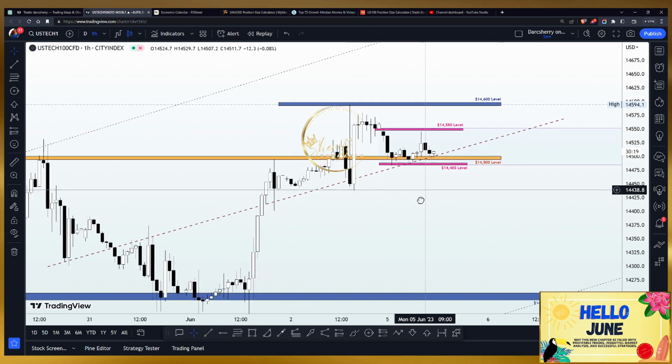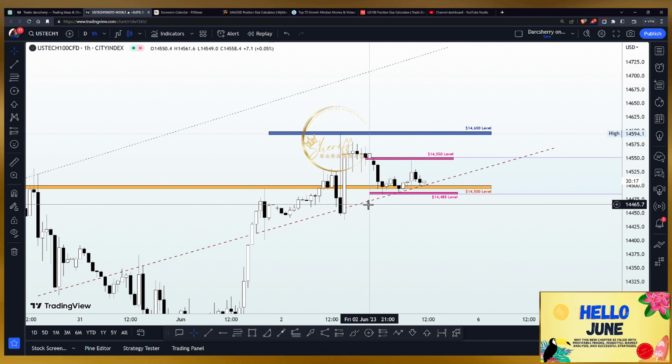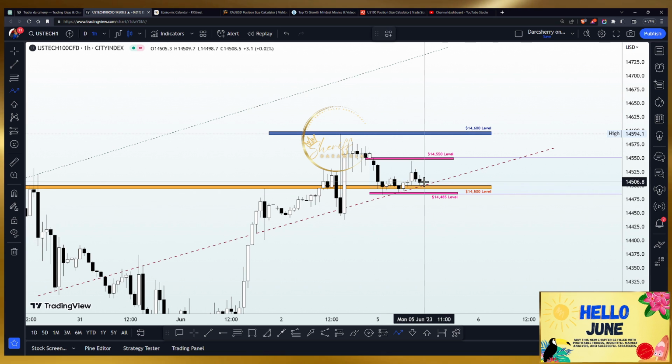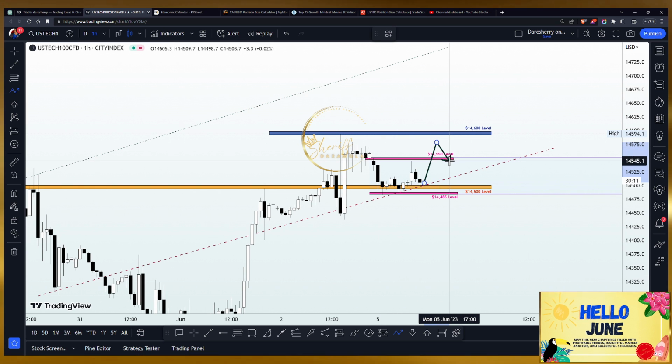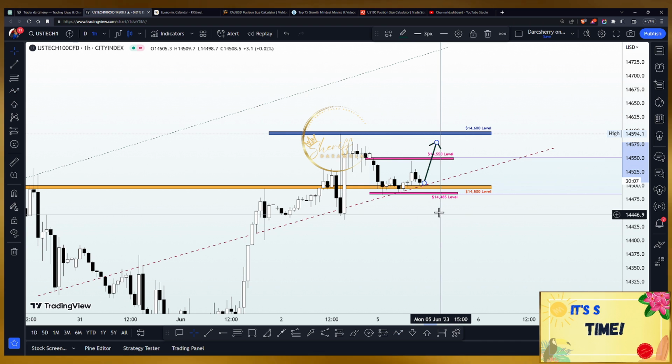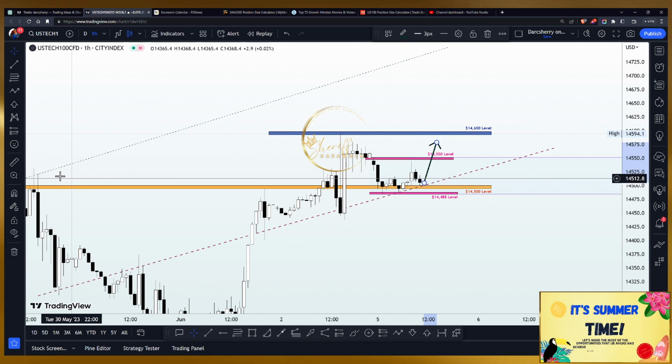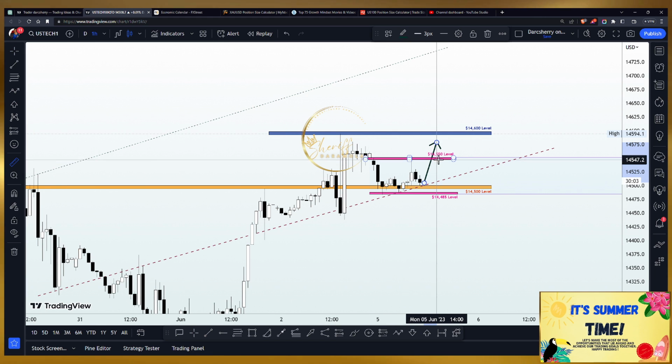So if this continues to persist, that means that a breakout of the 14,550 will give us an opportunity to buy. So we could have a buy stop order above that structure, and then have a stop loss sitting somewhere below the trend line, so that we can capture any retracement.